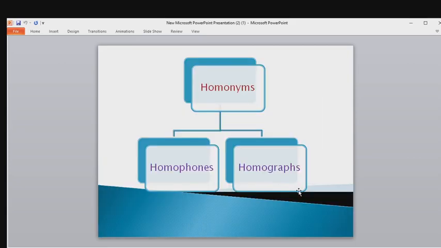So through these examples, I think now we are clear what homonyms are and how we can categorize them into two different things. One is homophones and another one is homographs. But homophones and homographs, they both can be called homonyms. Homophones have the same sound. Homographs have the same spelling. And both can be called homonyms.